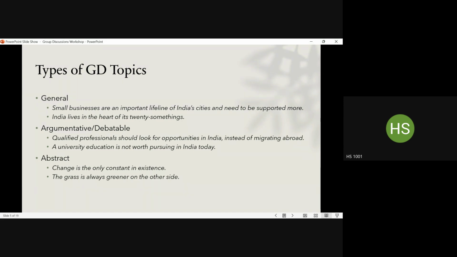In a general topic, that is not the case. There are several small businesses. It is up to you to decide what kind of small business you want to talk about. Small business is not used as an idea. Small business is used as a concrete phenomenon. There are small businesses in India. Is that clear? Yes, ma'am.